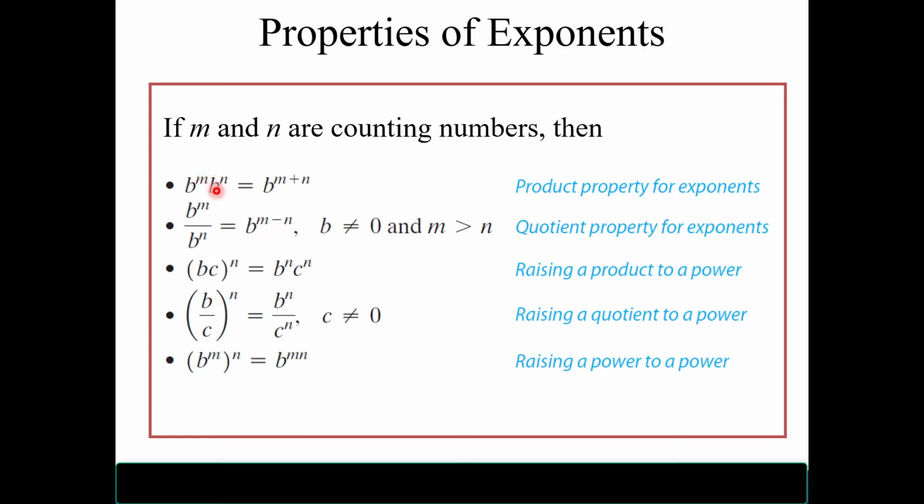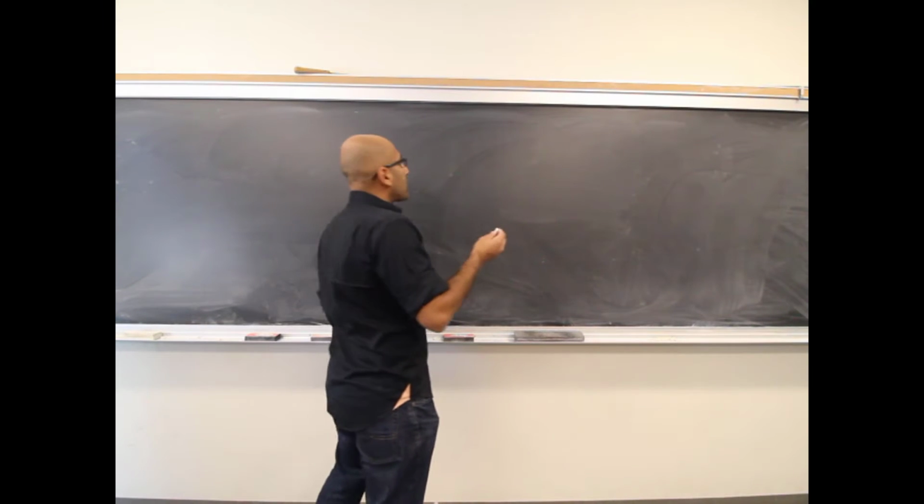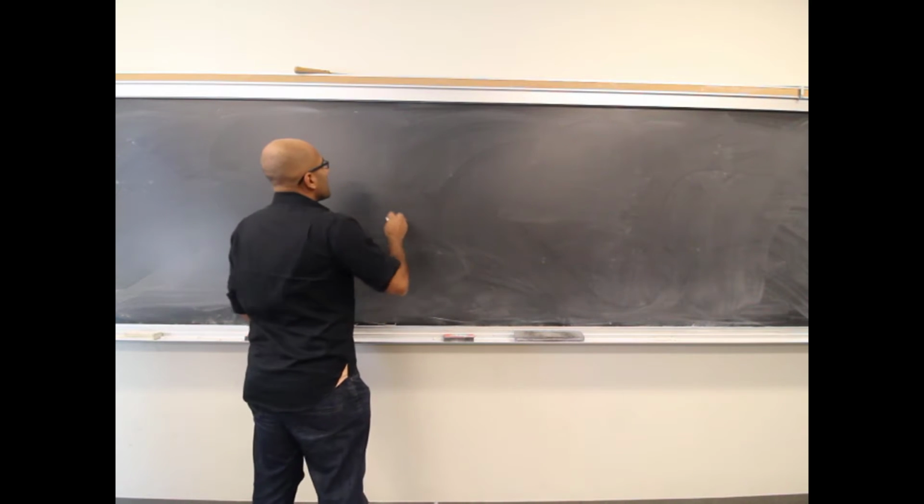b to the m times b to the n is equal to b to the m plus n. Notice that in both cases I have an exponential number times another exponential number, and they both have the same base of b. And this is saying that when you have a situation like this, all you have to do is add the exponents. All right, so let's look at why that is. This is the product property of exponents.